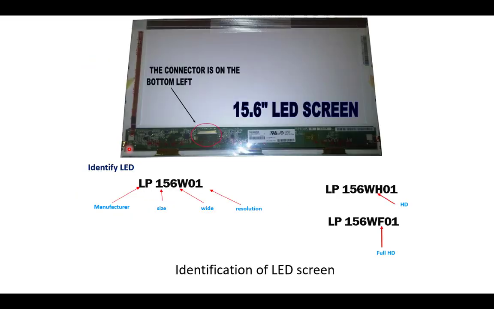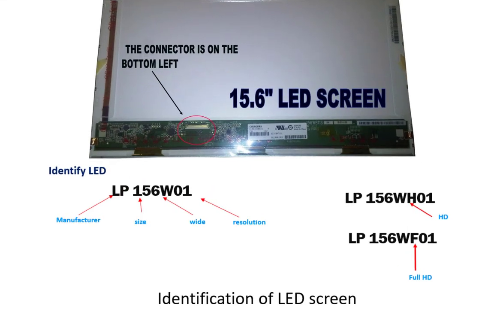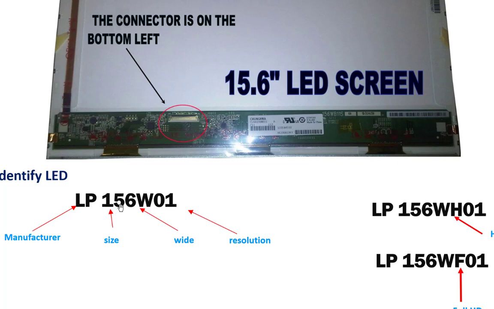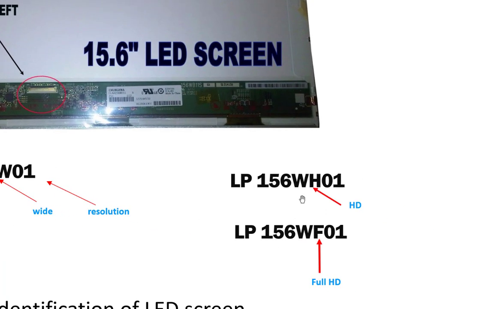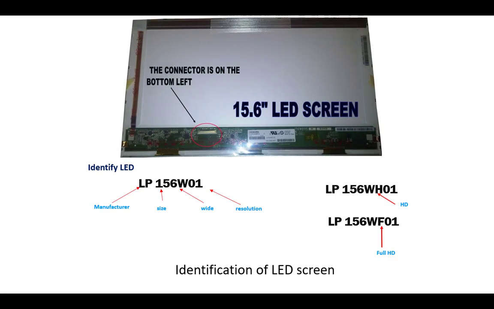Okay, so how to identify the LCD? Simple. This is the identification of this. The first two letters indicate the manufacturer, then these three letters indicate the size. This W means wide, and if there is an H mentioned, that means that LCD is an HD LCD, and if there is an F somewhere, then that is a full HD LCD. Full HD LCD is basically high resolution. Okay, then you can switch to the high resolution like that.